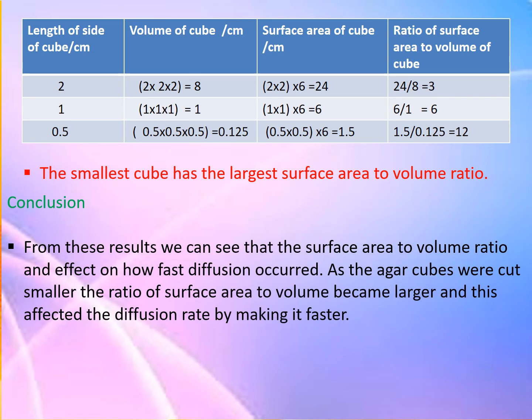From these results, we can see that the surface area to volume ratio affects how fast diffusion occurs. As the agar cubes were cut smaller, the ratio of surface area to volume became larger, and this affected the diffusion rate by making it faster. Which cube would be the first to turn colorless and which the last? Explain your answers. Can you all, children?